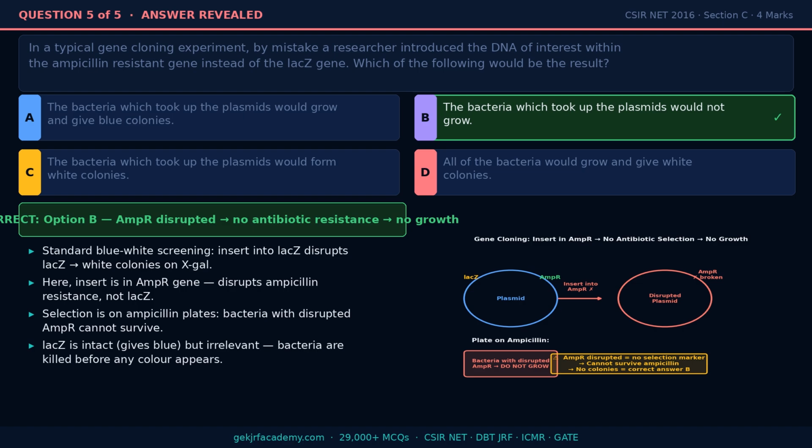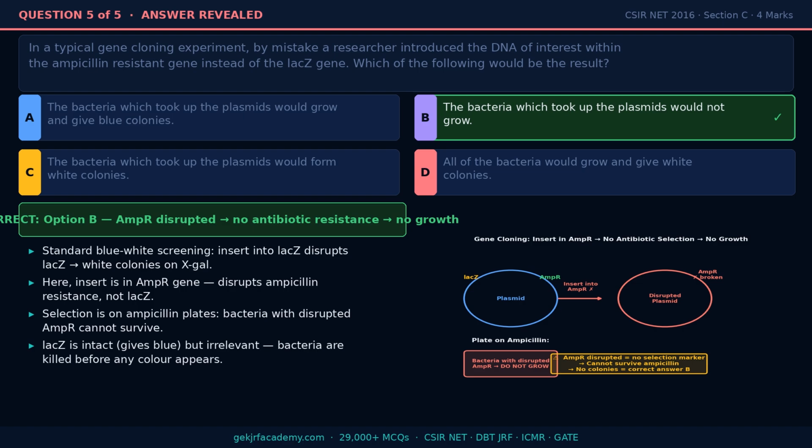Option A, blue colonies, would require functional AmpR and functional lacZ. Here, AmpR is disrupted. Option C, white colonies, is the standard result of a successful cloning experiment where the insert is in lacZ with functional AmpR. Here, the selection fails at the first step. Option D, all bacteria grow, is impossible without an intact antibiotic resistance gene.